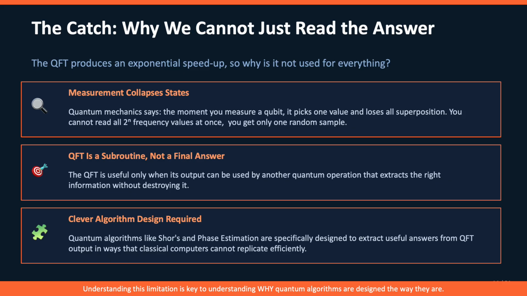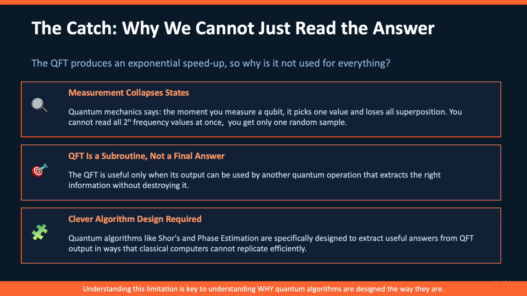At this point, you might be wondering, if the QFT is so fast, why do we not use it for everything? Why not just run it and read off all the frequencies? The answer lies in one of the most fundamental rules of quantum mechanics. Measurement collapses a quantum state. When you measure a qubit, it randomly picks one outcome based on its probability amplitude and loses all superposition forever. You get a sample from the distribution, not the entire distribution at once.